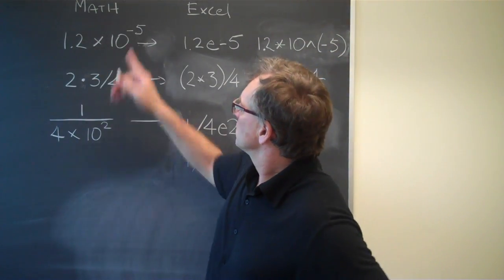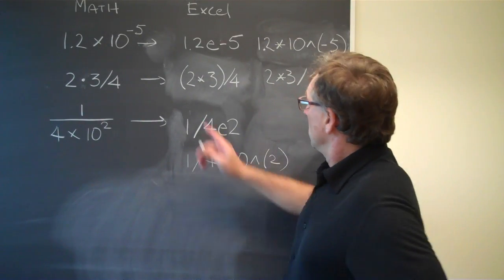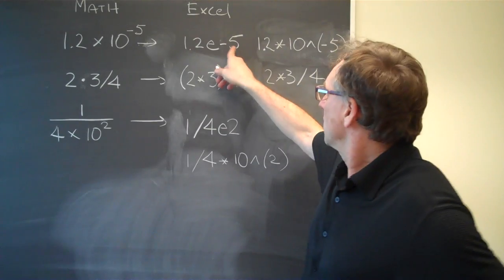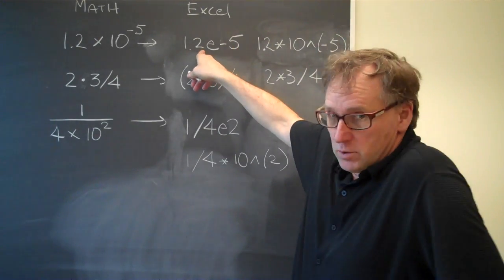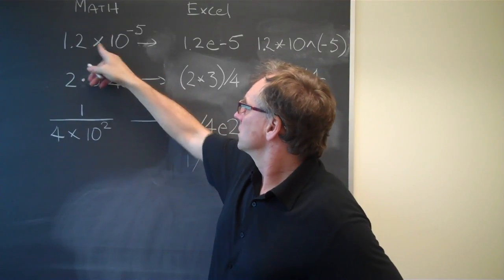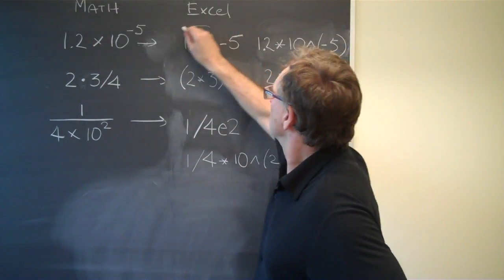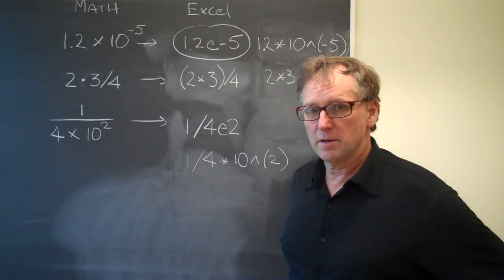So here's a number, 1.2 times 10 to the minus fifth. Here's one way to write it into Excel: 1.2, no space, e minus 5. The e minus 5 accomplishes this, everything here, times 10 to the minus fifth. So this is the preferred way of writing that number in Excel.